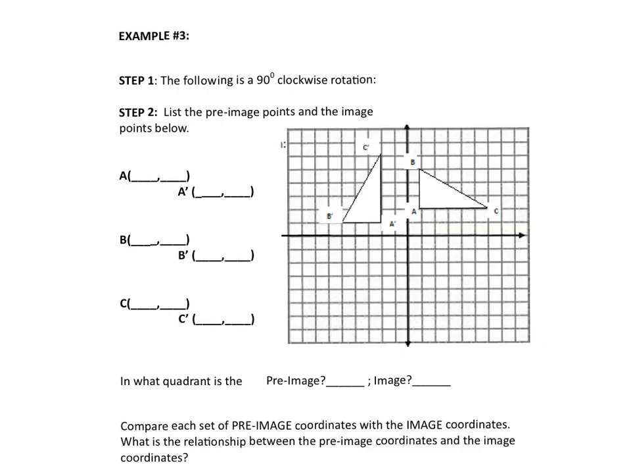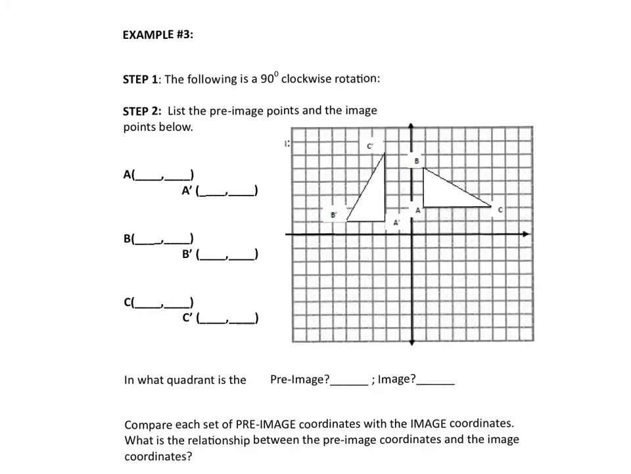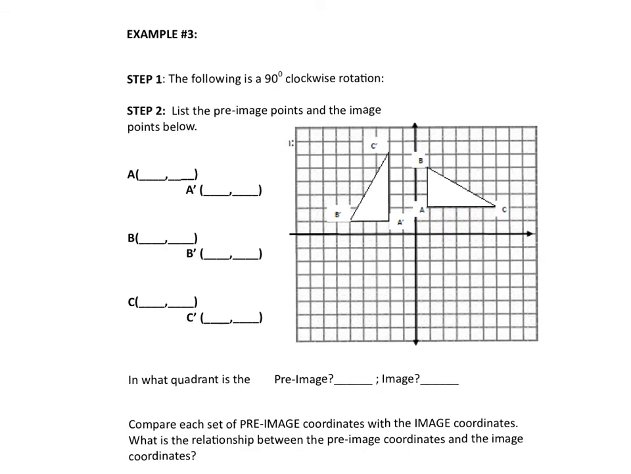Now let's take a look at example 3. Please note that this should read, the following is a 90-degree counterclockwise rotation, so the word counter was left off. And we know it's a counterclockwise rotation because the pre-image is in quadrant 1, and the image is in quadrant 2, so we moved in the opposite direction that a clock moves.